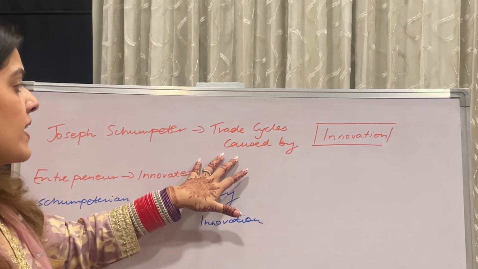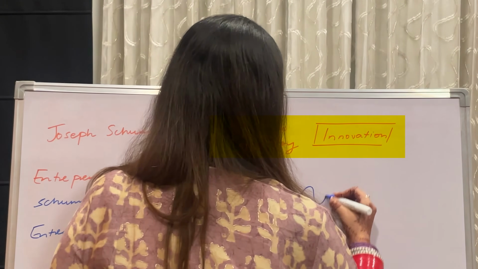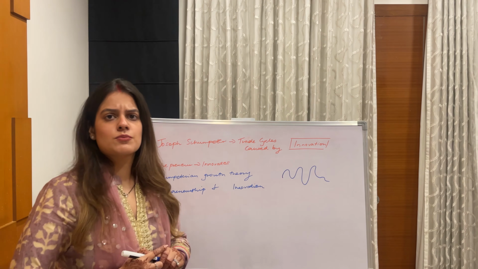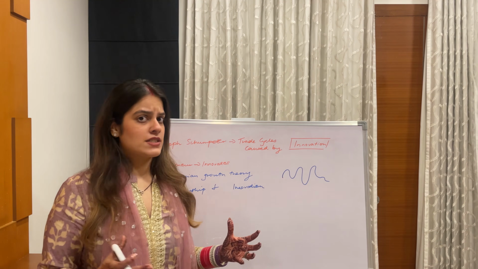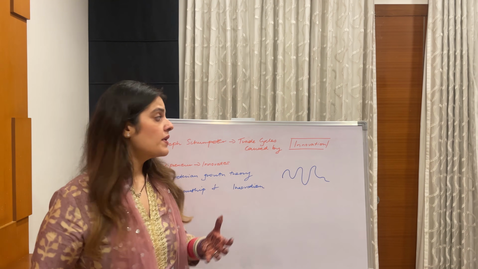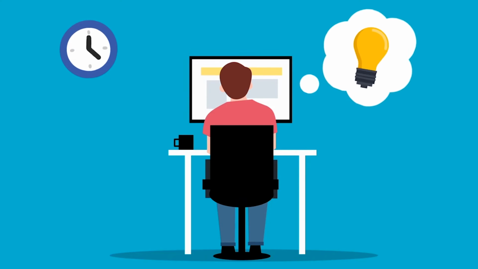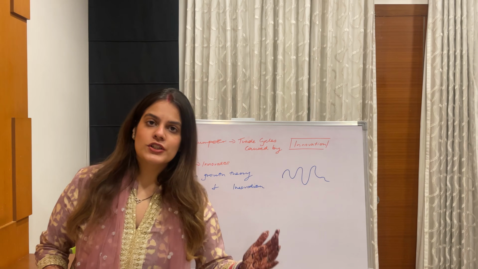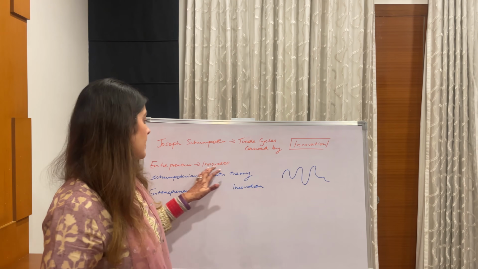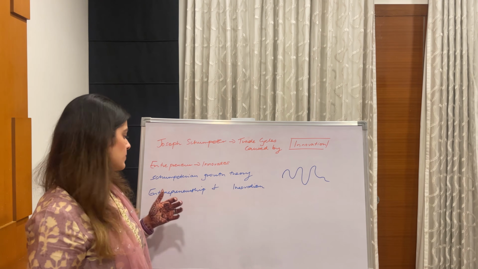He said that trade cycles are caused by innovation. You know trade cycles, we've studied trade cycles. Someone said trade cycles occur due to monetary expansion, or due to an increase in some other reason. But here Schumpeter said that trade cycles are only caused by innovation. So we have to have innovation in an economy for an economy to grow. He said that an entrepreneur is someone who innovates. That's why we are focusing on these two things.